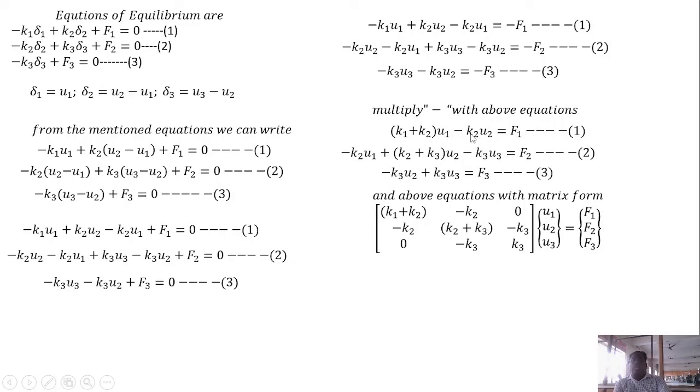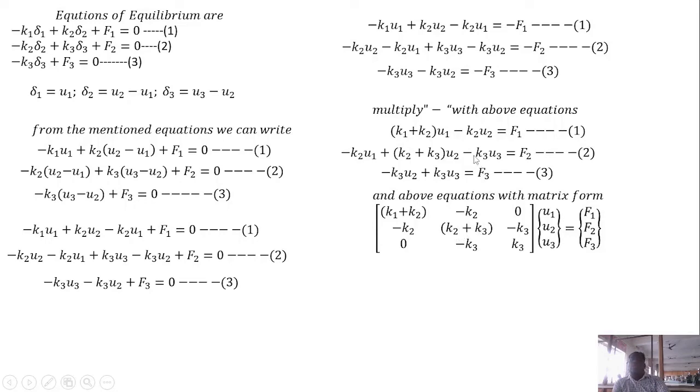Here minus k2 is the coefficient of u2, so I can get minus k2. Here there is no k3 term, I mean u3 term, so I can represent it with 0, and then I can move to the second equation. The coefficient of u1 is minus k2, so I can represent it in the second row, first column. And then what about the u2 coefficient, which is k2 plus k3, so I can assign the second row, second column with k2 plus k3.